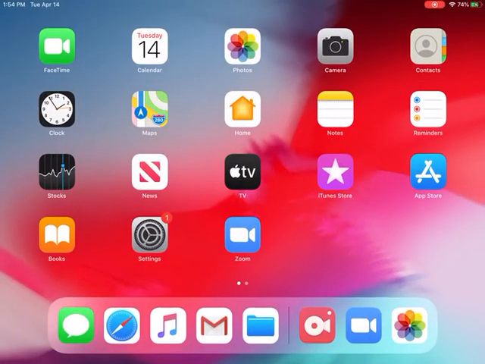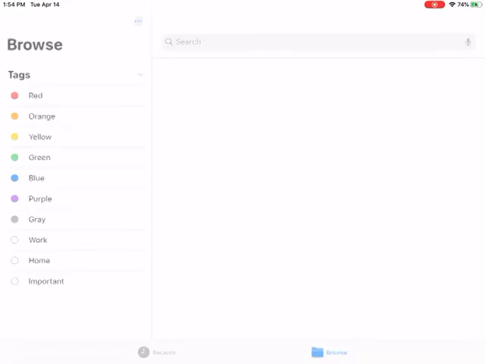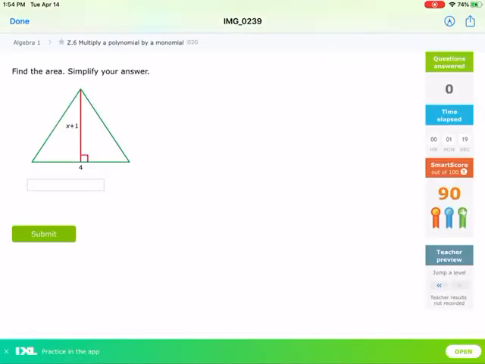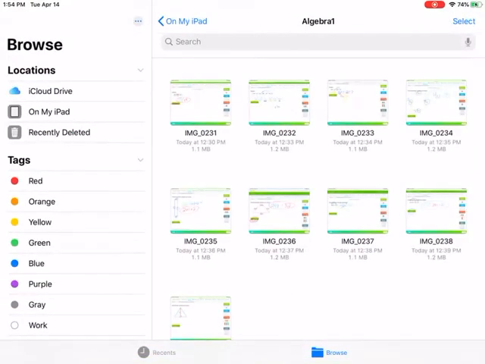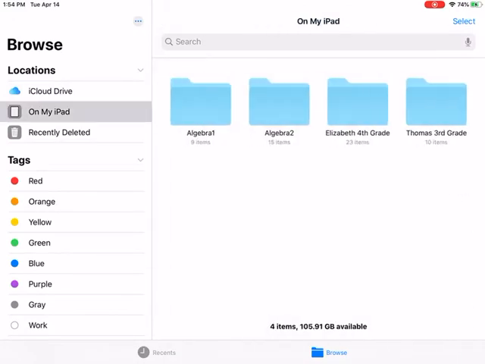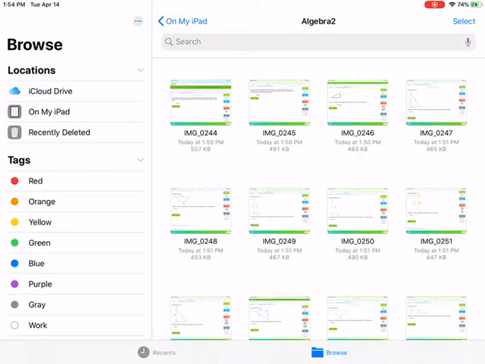Okay, hello everybody. Gonna go to my files, get some Algebra 2, so I know we're into new things here. Trig. Uh-oh, this is not the files that I wanted. I wanted to go into my iPad Algebra 2. Algebra 2 is what I want. There we go.